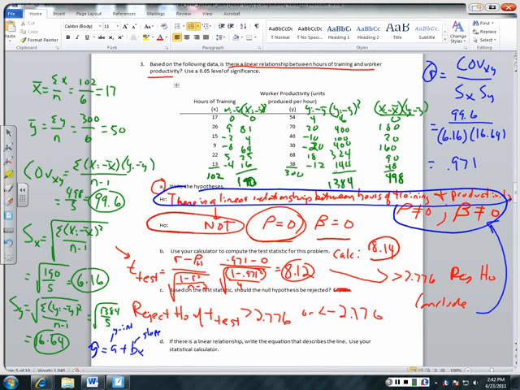So in our case, we're trying to predict productivity. I'm putting a hat on it to say we're predicting, is equal to a. Now this I am going to get from my calculator. A was 5.44, and then the b was 2.62 times hours of training.